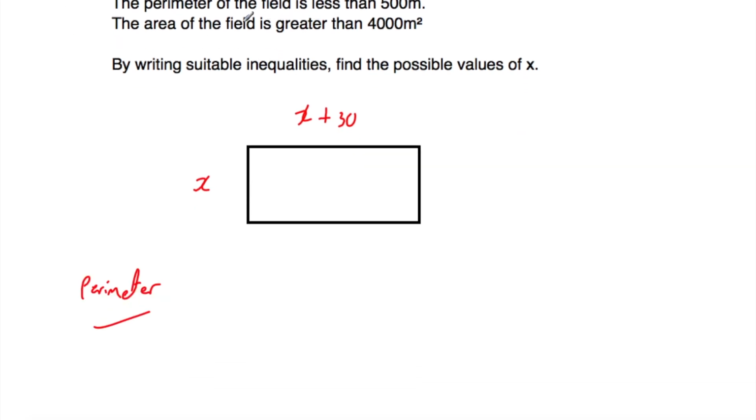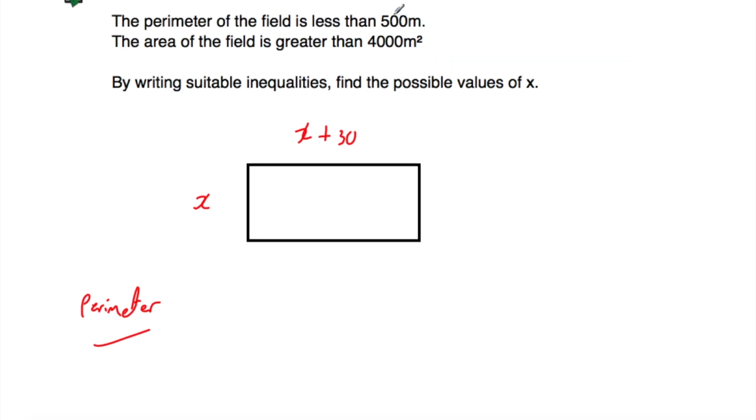In terms of the perimeter, we're told the perimeter of the field is less than 500 meters. So if this side is x, this side is x, and if the top is x plus 30, the bottom is x plus 30. Okay, so let's find the perimeter of this field. To find the perimeter, we're going to add up all the lengths around the outside of this rectangle. So we're going to add up the length, the width, the length, and the width: x plus 30, x plus 30, and x. So x plus 30 plus x plus x plus 30 plus x, well, that would be 4x. And then we've got 30 plus 30, that would be plus 60.